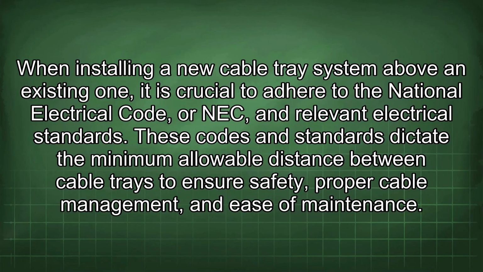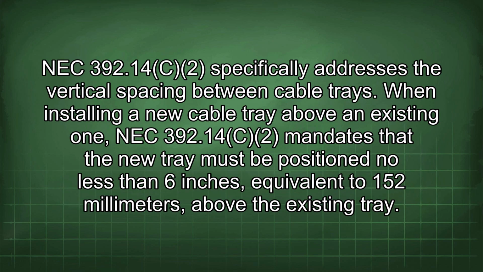When installing a new cable tray system above an existing one, it is crucial to adhere to the National Electrical Code, or NEC, and relevant electrical standards. These codes and standards dictate the minimum allowable distance between cable trays to ensure safety, proper cable management, and ease of maintenance. NEC 392.14 C2 specifically addresses the vertical spacing between cable trays.